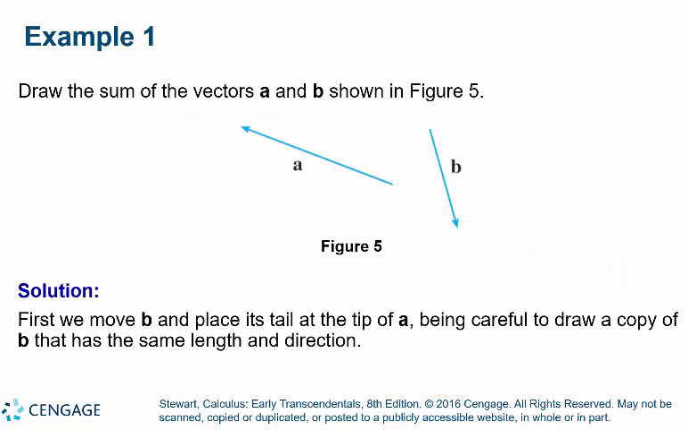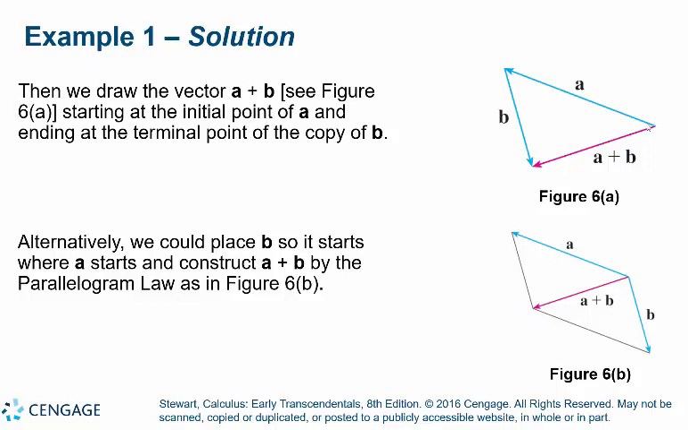All right, so let's do the following. Let's draw the sum of the vectors a, b shown in these figures here. I want to show what the sum of this looks like. First we move b and place its tail at the tip of a, being careful to draw a copy of b so it's the same length and same direction. You can see what's happening here. Then we draw the vector a plus b starting at the initial point of a and ending at the terminal point of the copy of b. And you can see this is the vector a plus b.